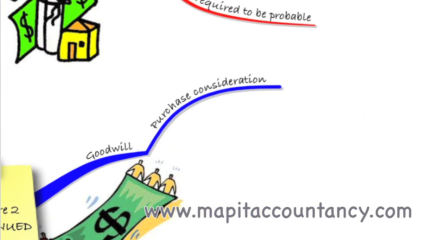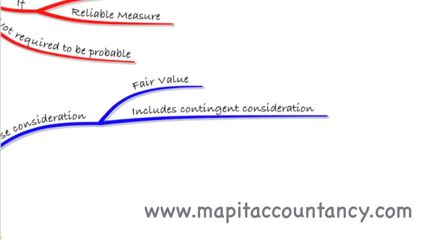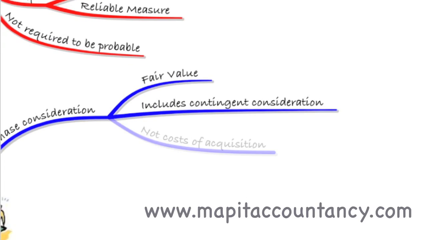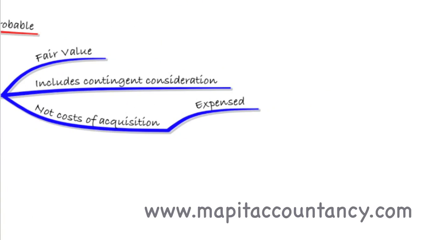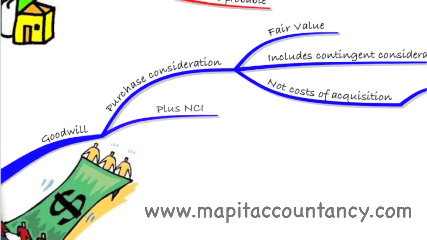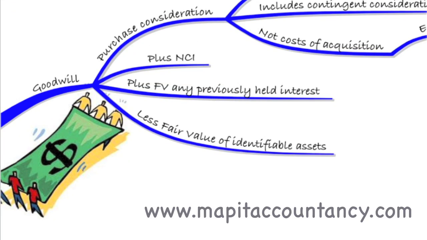Goodwill, well, we know that this is the purchase consideration, which will be measured at fair value, and includes contingent consideration, which we'll meet in our consideration lecture. It doesn't include the costs of acquisition. These are expensed. So costs of acquisition are expensed. So we have the consideration plus the non-controlling interest plus the fair value of any previously held interest, which will make more sense when we come to that lecture, less the fair value of identifiable assets, and that will give us our goodwill. So when you're doing the workings on goodwill, think back to IFRS 3, that's where they're coming from.